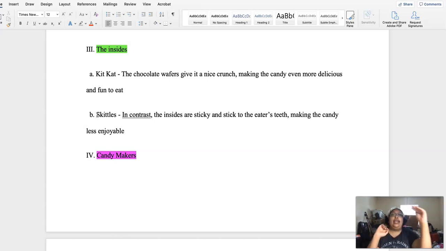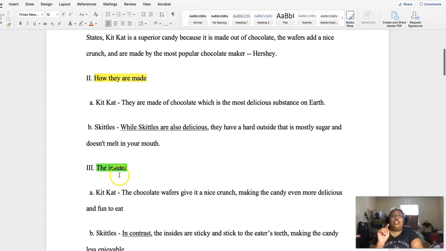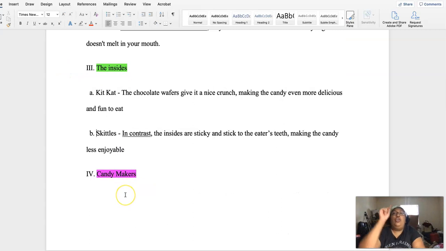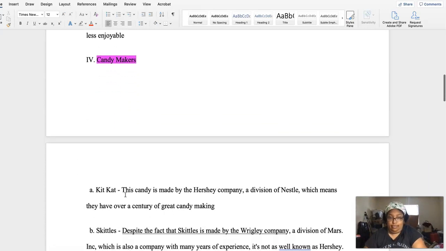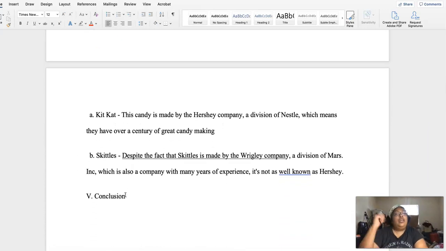And when we're moving from Kit Kat to Skittles, we have a transitional phrase, right? So we've just talked about the yellow section, the green section. Let's talk about the pink section now. Now we're going to talk about candy makers. And which candy are we going to talk about first? Kit Kat, right? We talked about Kit Kat first. We talked about Hershey, the Hershey Company, and the vision of Nestle and how beautiful and wonderful the company is and how long it's been there and blah, blah, blah. Then we're going to move, again in the same paragraph, into Skittles. And we have a transitional phrase here: Despite the fact that Skittles is made by the Wrigley Company, comma, and we talk about the rest, right?